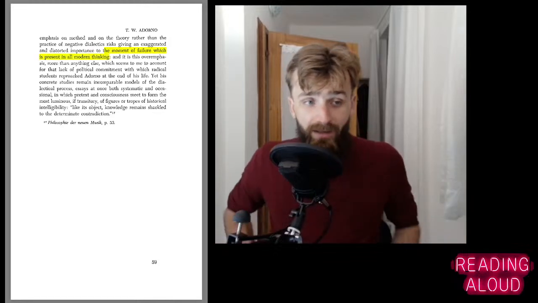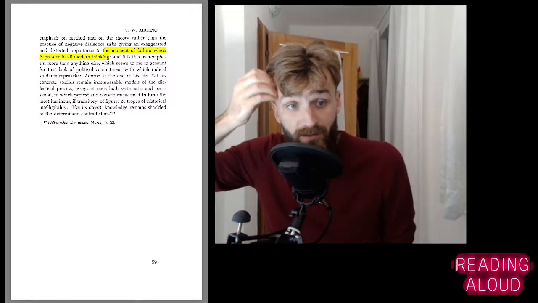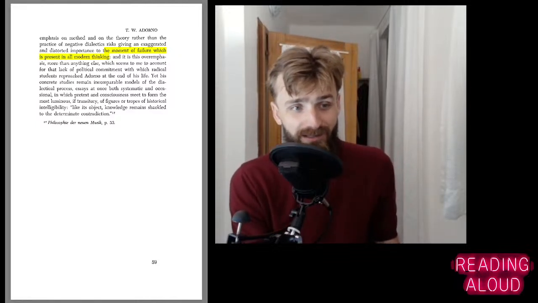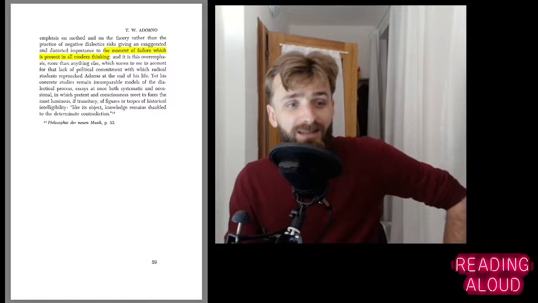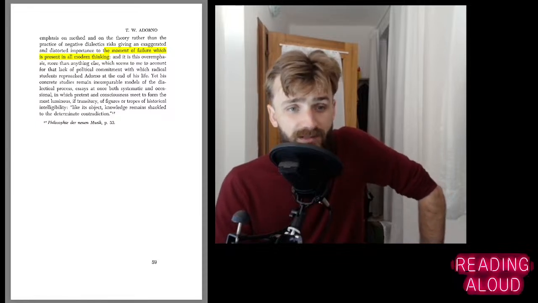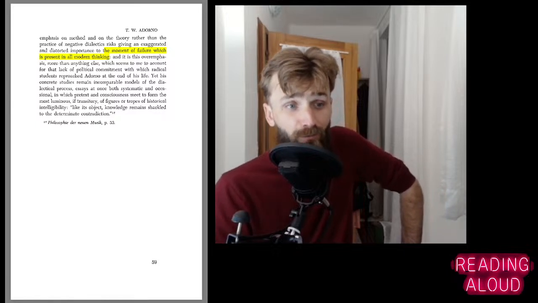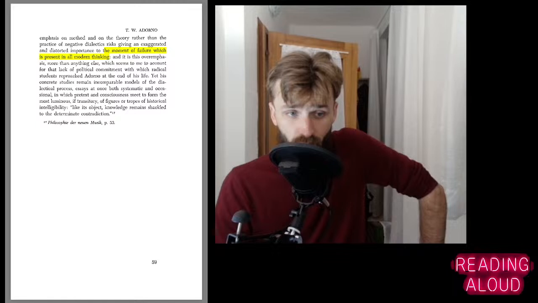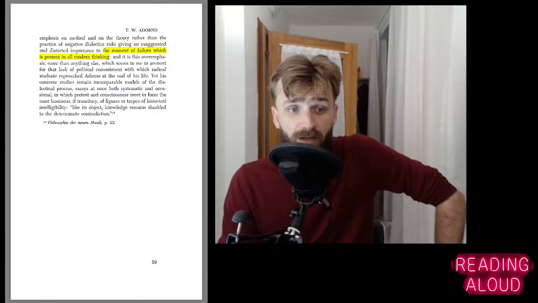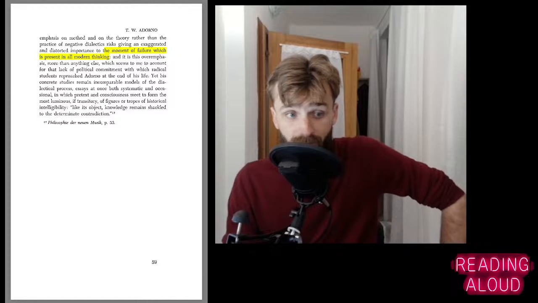And it is this overemphasis, more than anything else, which seems to me to account for that lack of political commitment with which radical students reproached Adorno at the end of his life. Yet his concrete studies remain incomparable models of the dialectical process, essays at once both systematic and occasional, in which pretext and consciousness meet to form the most luminous, if transitory, of figures or tropes of historical intelligibility. Quote, "like its object, knowledge remains shackled to the determinate contradiction." End quote.